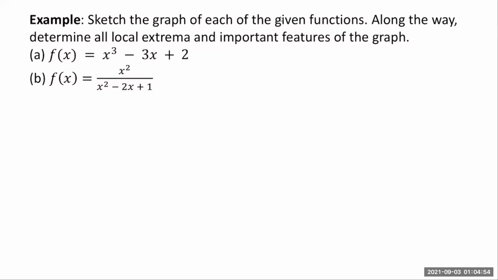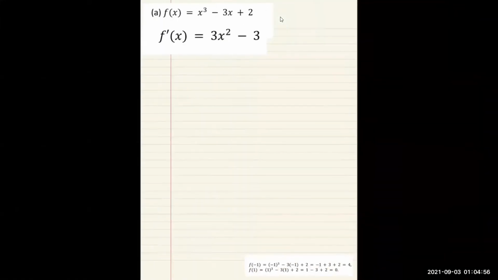All right, let's work on the first part. We are given the function x cubed minus 3x plus 2. We need to sketch the graph of this one. What I'm going to do is, again, construct a sign chart for my f prime of x. I want to know in which interval my f prime of x is positive and in which interval my f prime of x is negative. My goal is to apply the first derivative test to locate the local maximum and local minimum.